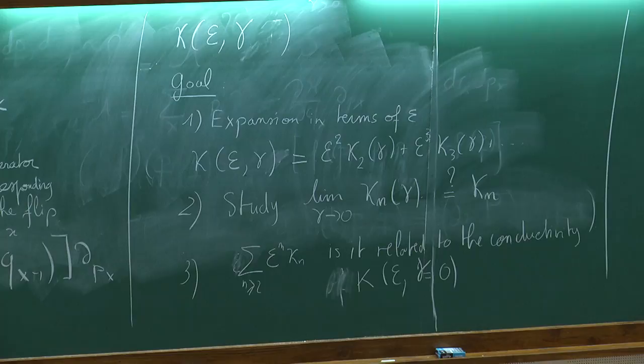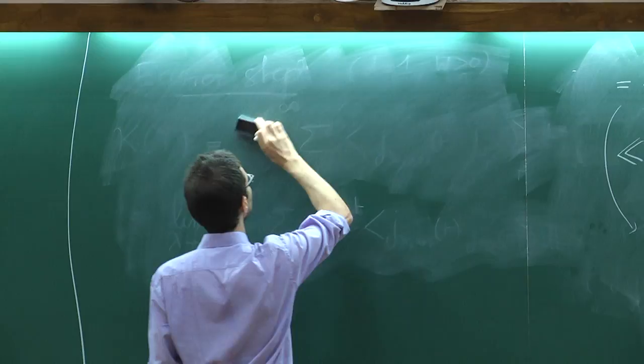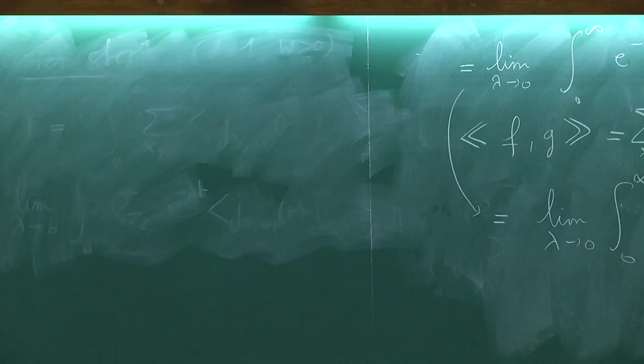In fact, we are not able to solve this problem. I think it could be interesting to do it even from just a numerical point of view, to understand if we can do something. What is n? n is just the parameter which appears in the expansion. Okay. So this is the game.